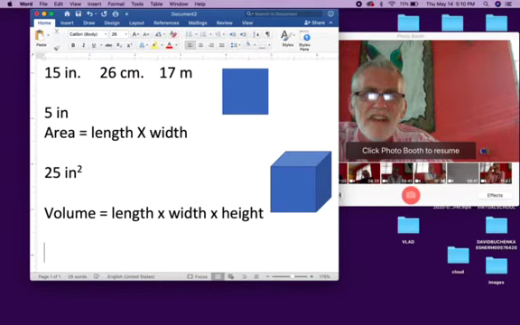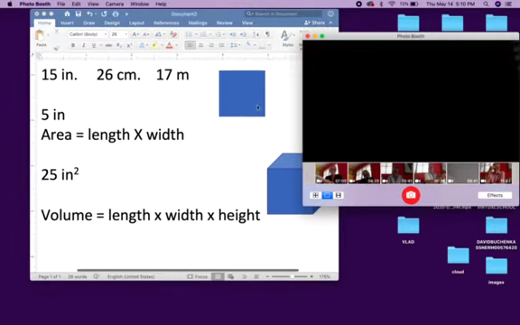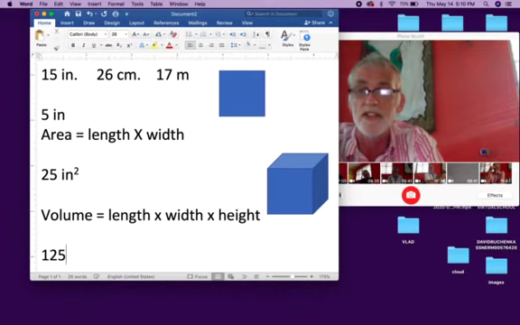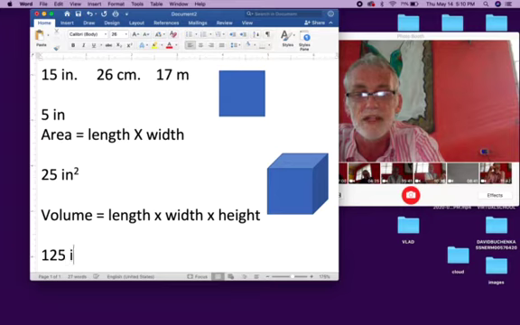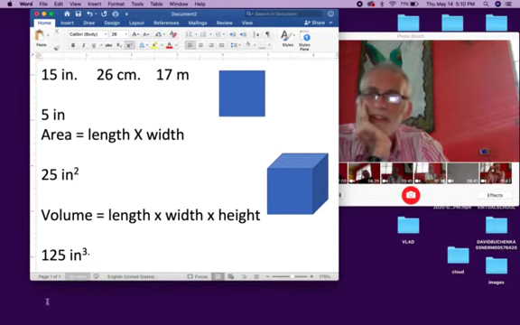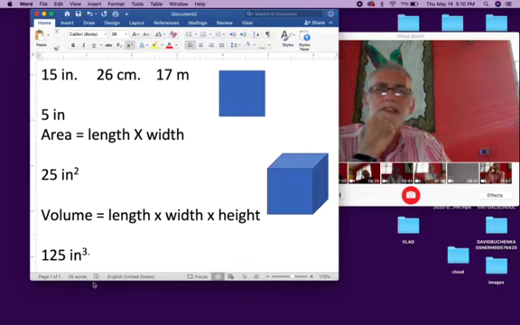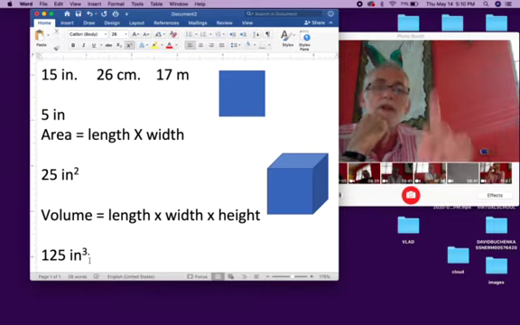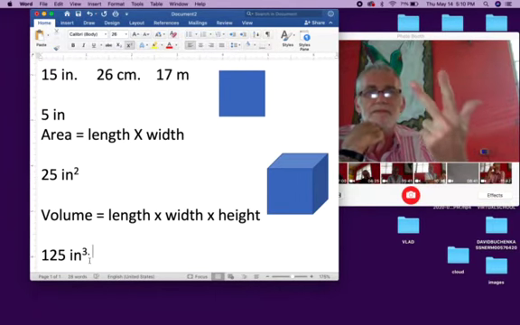5 times 5 times 5 is, of course, 5 times 5 is 25. 25 times 5 is 125. And so it'd be 125 cubic inches. When you're measuring volume, you say it's cubic because it's like a cube. And so cubed is to the third power, 5 times 5 times 5.